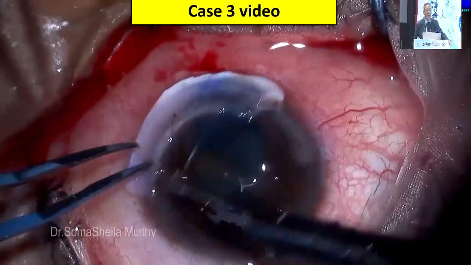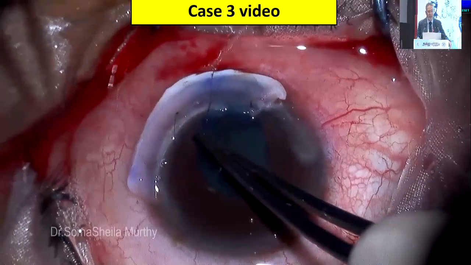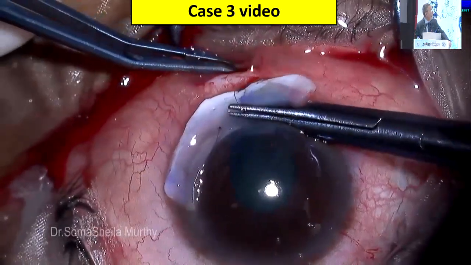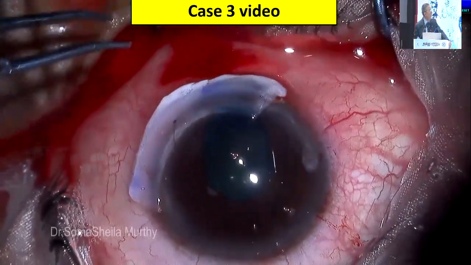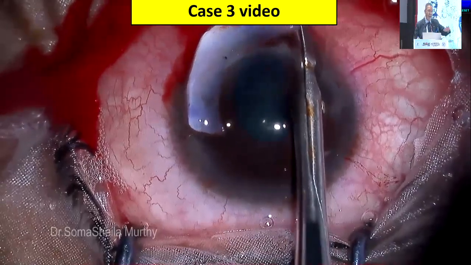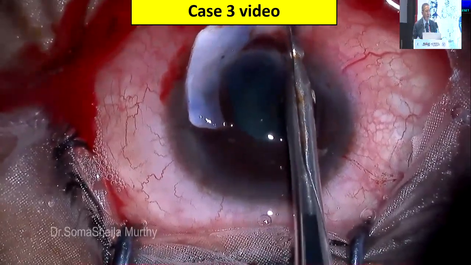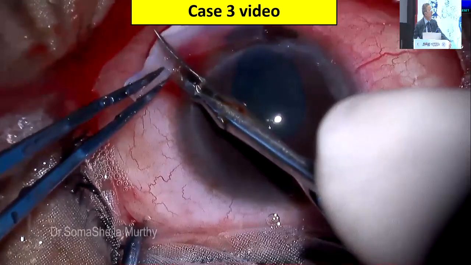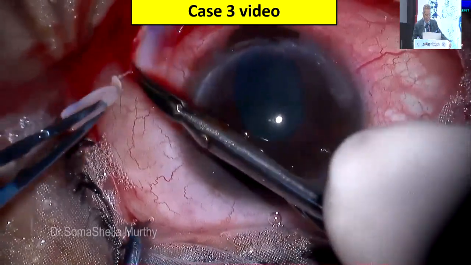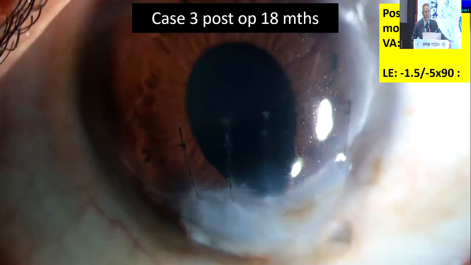And as I said, if sclera comes along with it, it doesn't really matter. And suture it, open the conjunctiva a little, do a peritomy so that you can suture edges nicely, and you can always trim as required. So this is post-op 18 months with a small cylinder, doing reasonably well with 6/18 vision.